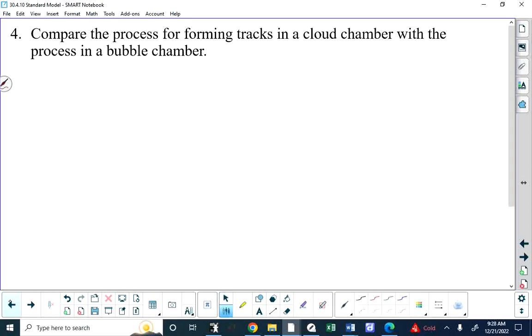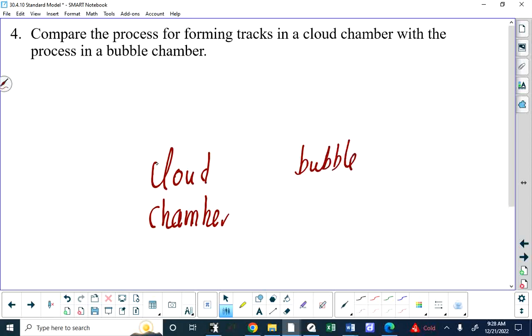Basically, both of these, let me just write them down first. Both of these operate on the principle of a change of state. You know, we talk about states of matter, solid, liquid, gas. There's that plasma state as well, but I'm not going to worry about that. They operate on the principle of changing state. And what a bubble chamber ends up doing is changing a state from a liquid to a gas.